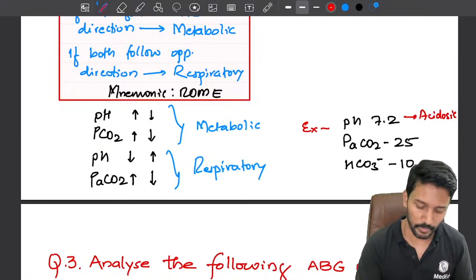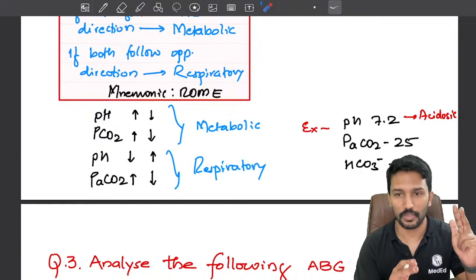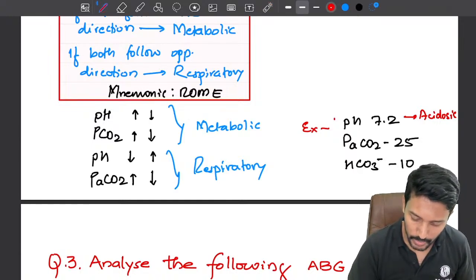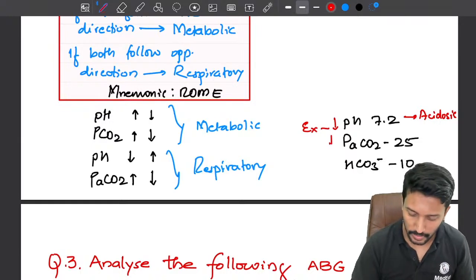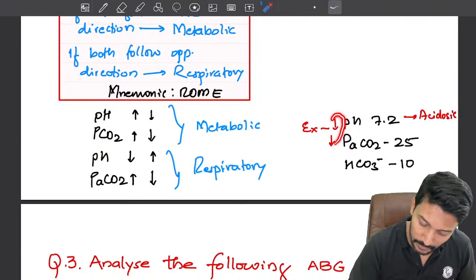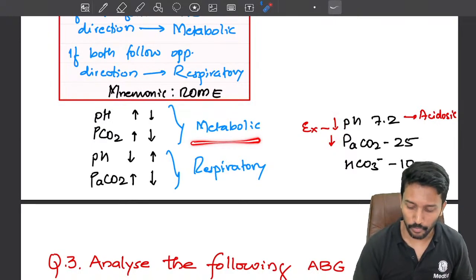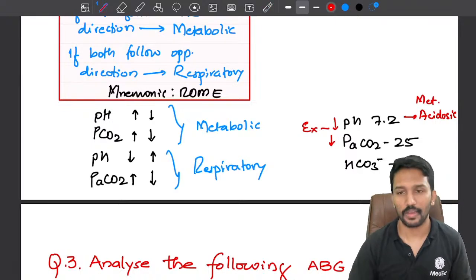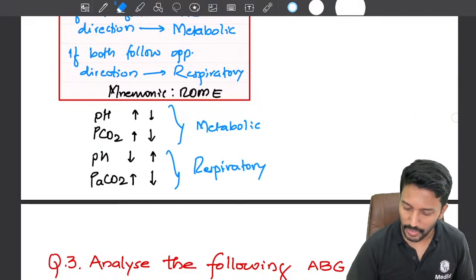Now I have to decide whether this is respiratory acidosis or metabolic acidosis. So for that I have to remember this ROME as the mnemonic. Respiratory, pH and PaCO2 will be following opposite direction, metabolic same direction. Okay, so now what is happening here? pH is decreased, PaCO2, normal PaCO2 is 35 to 45, it is 25, so it is also decreased. So both of them are in the same direction, right? If they are in the same direction, then it is metabolic. So looking at that, it becomes a typical case of metabolic acidosis. Clear? So this is how a simple ABG can be analyzed.